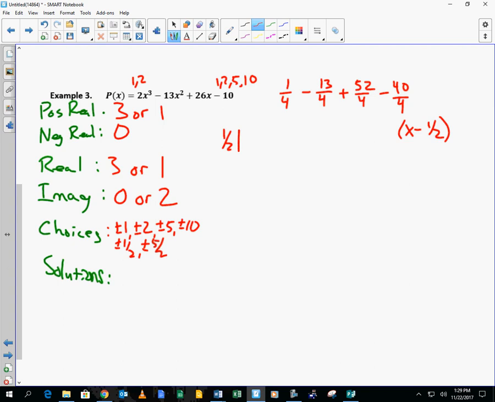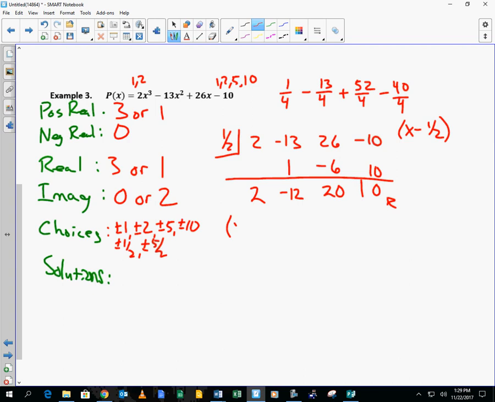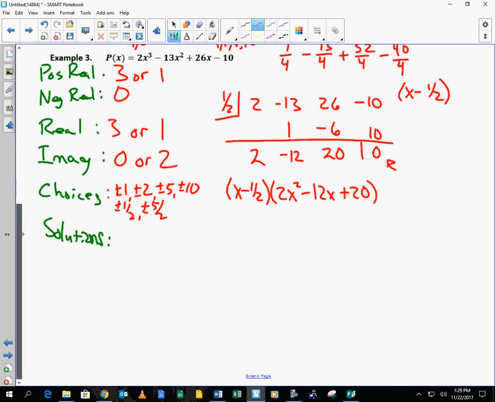So let's run the 1 half through in the synthetic division. Two, 1. Negative 12, negative 6, 20, 10, 0. So x minus 1 half times 2x squared minus 12x plus 20. Does that factor? What could I take out of this? Take a 2. I get x squared minus 6x plus 10. Does that factor?